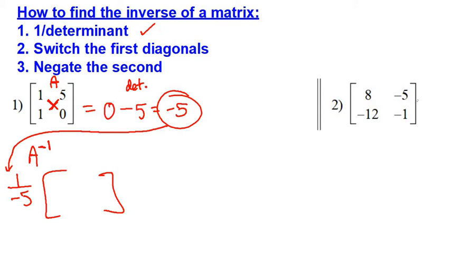Second step says switch the first diagonals. So these two, 1 and 0, are the first diagonals. If I switch them, they become 0 and 1. So that's what I mean by switch the first diagonals.